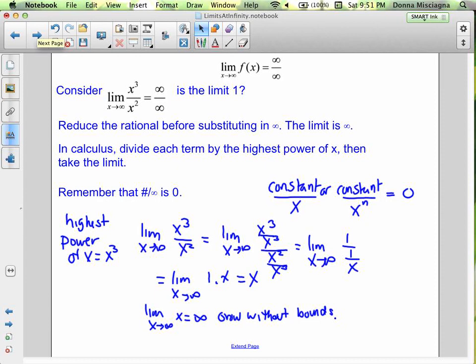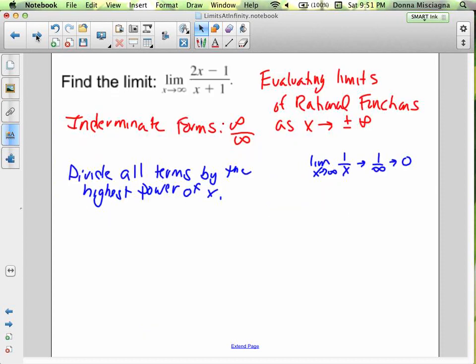We could have also reduced in this case, but we're not always going to be able to reduce. So I did want to show you the technique. We're going to use this technique, dividing by the highest power of x, in all the problems in this particular podcast. And I do want you to show your work on these. Make sure you show the property.